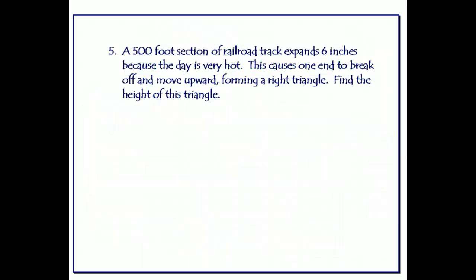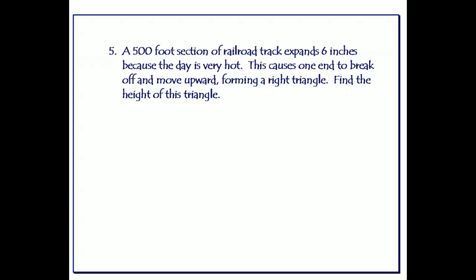And one last question here. Not quite as tedious, just a nice question. And you're going to have a homework problem almost identical to this. Maybe it is identical. I hope I changed it a little bit. We'll see. A 500-foot section of railroad track expands 6 inches because the day is very hot. This causes one end to break off and move upward, forming a right triangle. Find the height of this triangle.